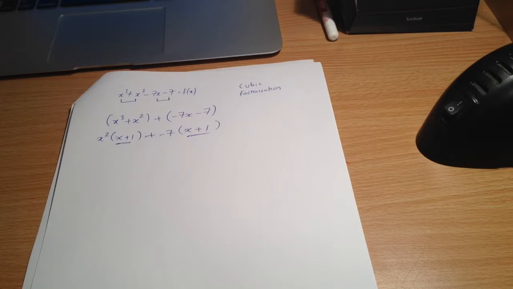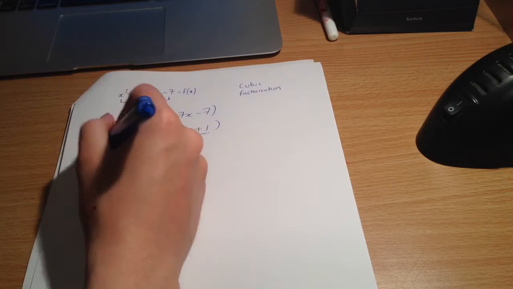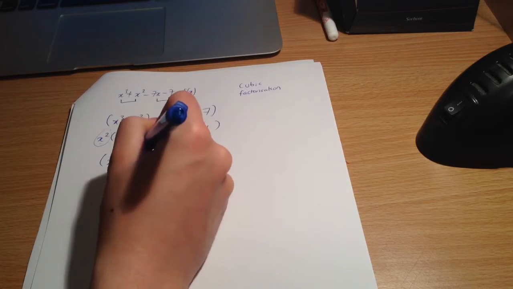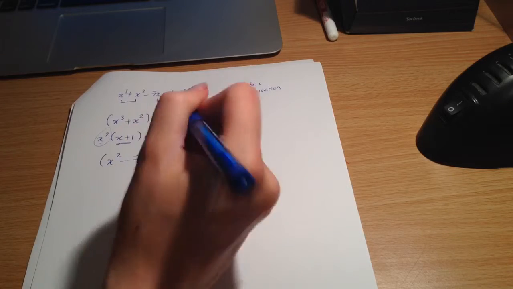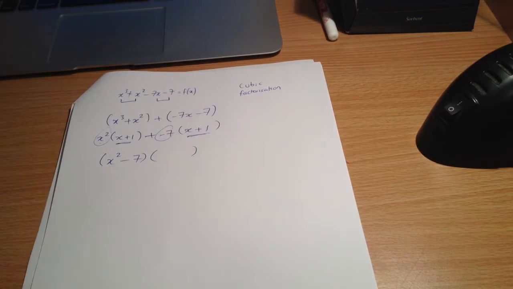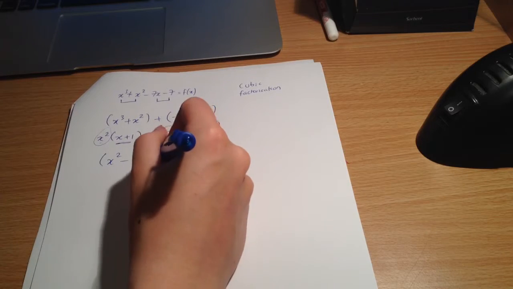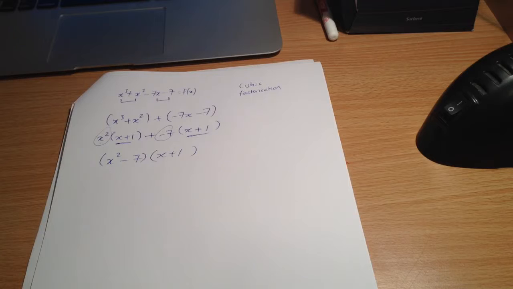So what we do now is take these terms, the common factors, and put them into one bracket. So we've got x squared take 7, because those are the common factors. And then we take the common factor between both sides of the plus, so it's x plus 1. And we've pretty much factorized, but we can go to an even nicer state.